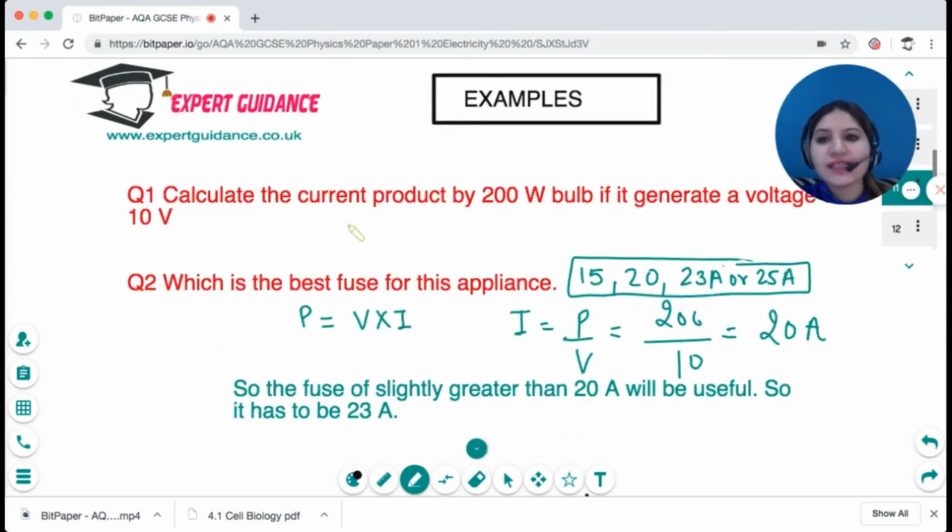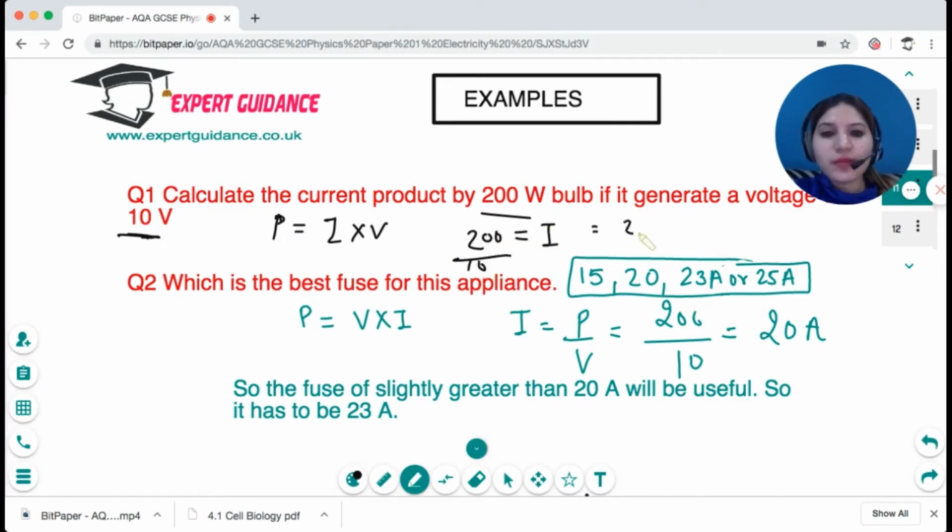Let's take an example. You have to calculate the current produced by a 200-watt bulb if it operates at a voltage of 10 volts. Okay, so what is the formula of power? Power is current times voltage. So what is our power? Our power is 200 watts. Our current we have to find, so we divide power by voltage, so the current will be 20 amps.